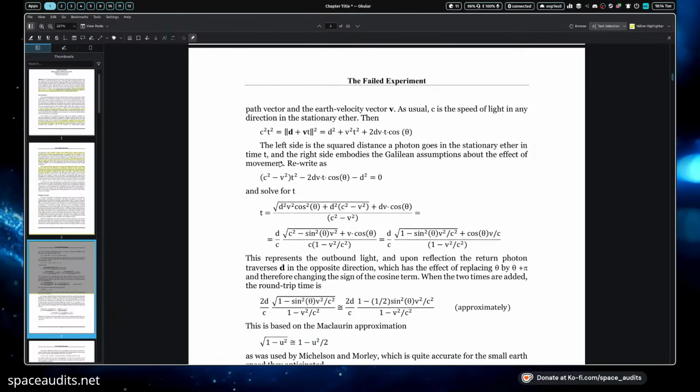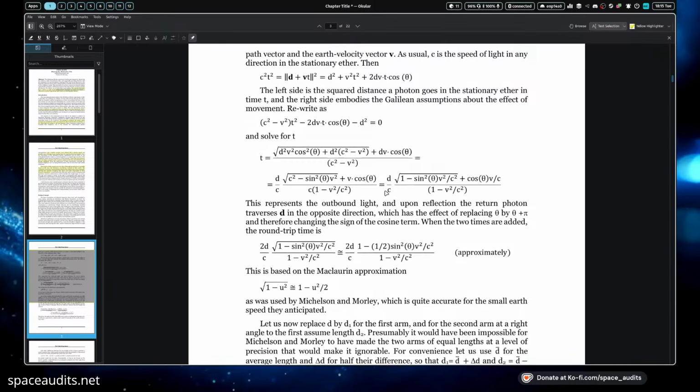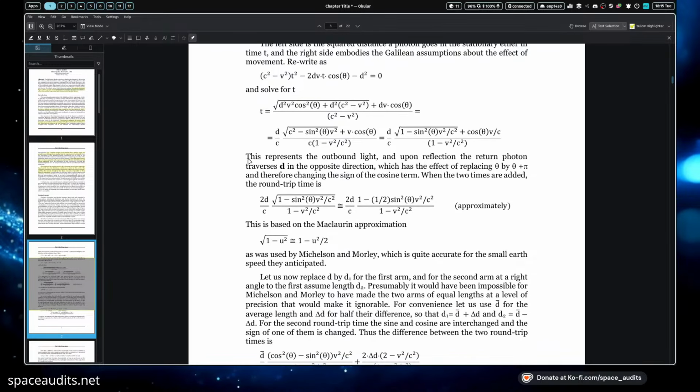We learned a lot. So the left side of the square is the distance of the photon as it goes through the stationary ether in time, and the right side embodies the Galilean assumptions about the movement. So he's doing the velocity addition to show the timing difference with respect to the angle in the velocity vector. So then he just goes on to show that relationship there that we just talked about.